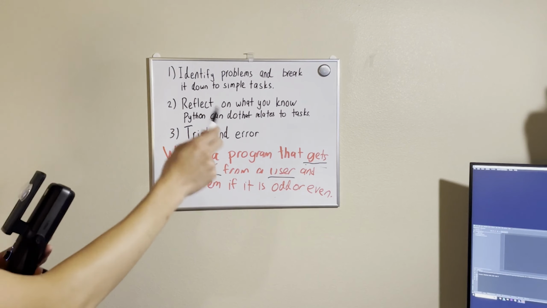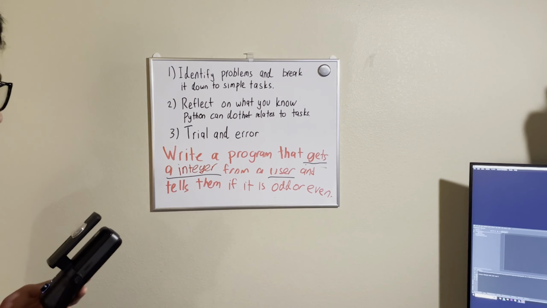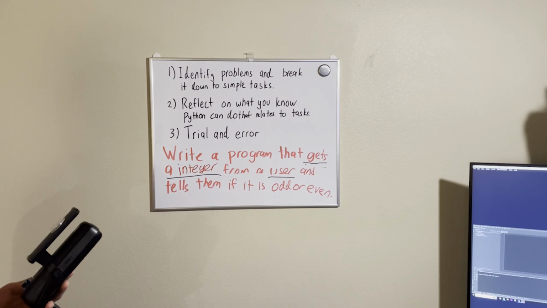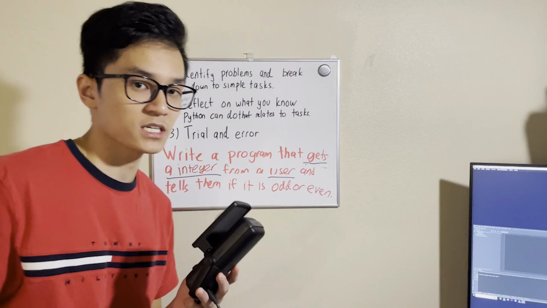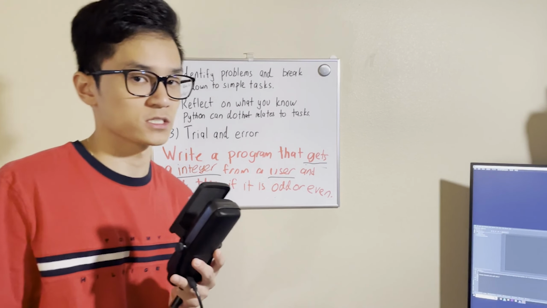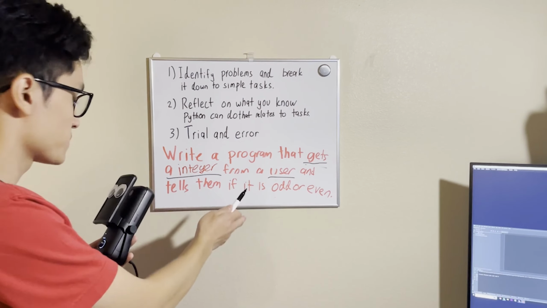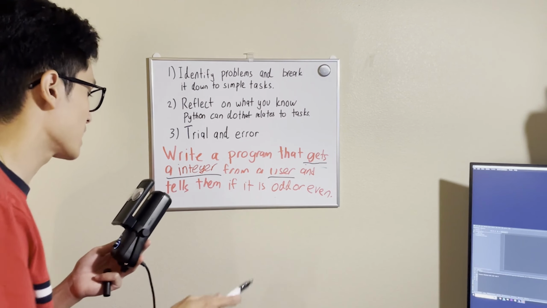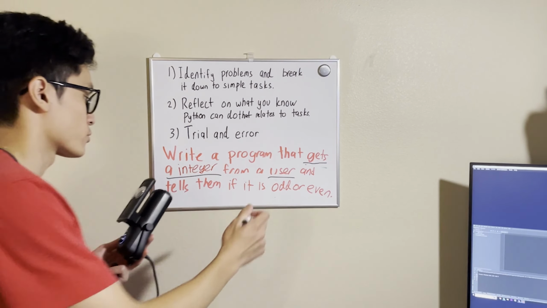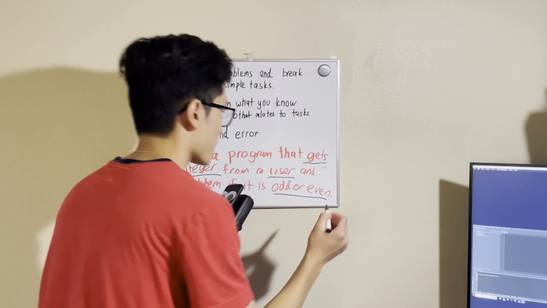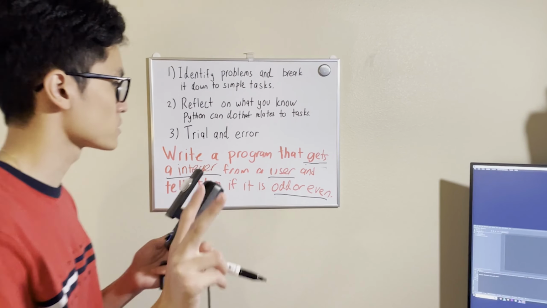Reflect on what you know about Python, and I know that input can get stuff from the user. Now you haven't touched on this yet, so don't worry about it. This is just exploring the step-by-step process that I would do to solve this. And our second task is to tell them if it's odd or even. So we have 2 problems that we have to solve here.